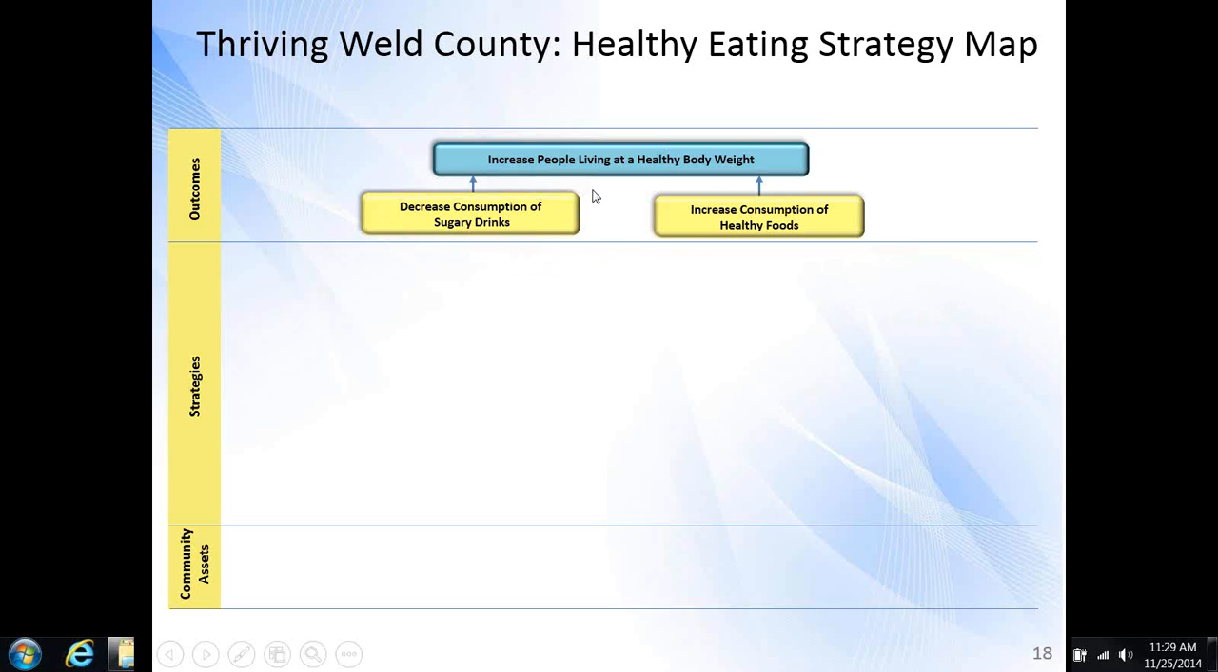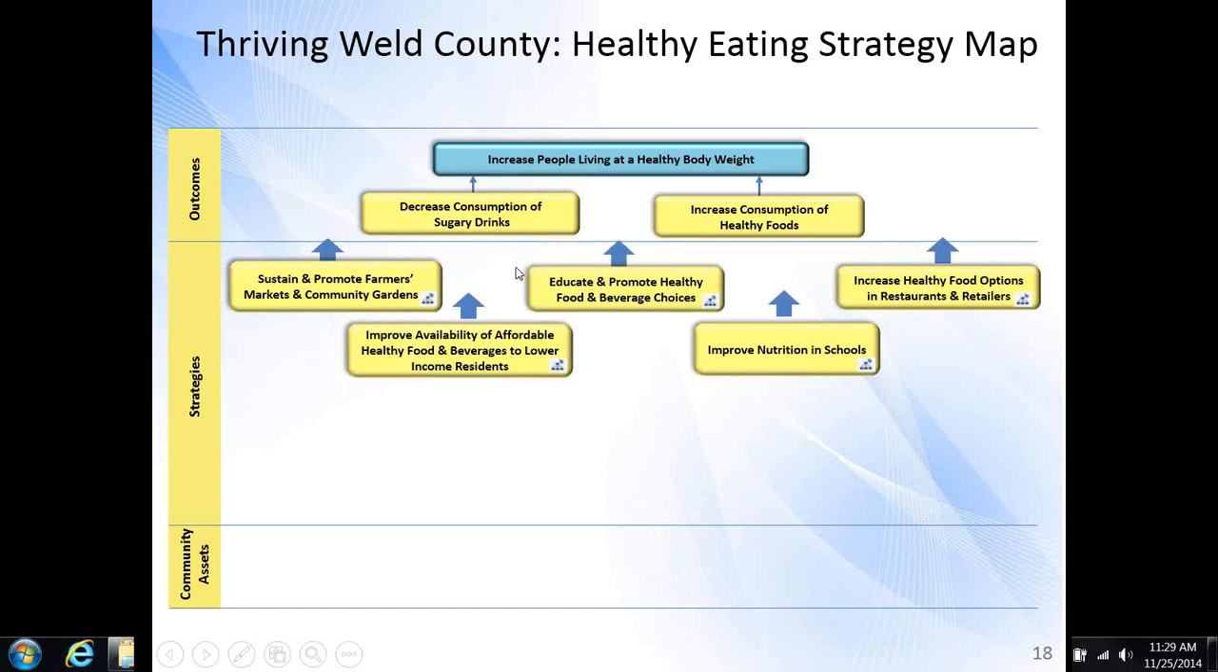And in this case, we're looking at, in northern Colorado, Weld County, and their strategy map for healthy eating. The outcome they were working toward is to increase people living at a healthy body weight, and the outcomes that will help drive that are to decrease the consumption of sugary drinks and increase the consumption of healthy foods. There can be some debate whether this pulls down into strategy or whether it's an intermediate outcome, and that's not a real huge issue. But there is this cause and effect logic that you begin to describe.